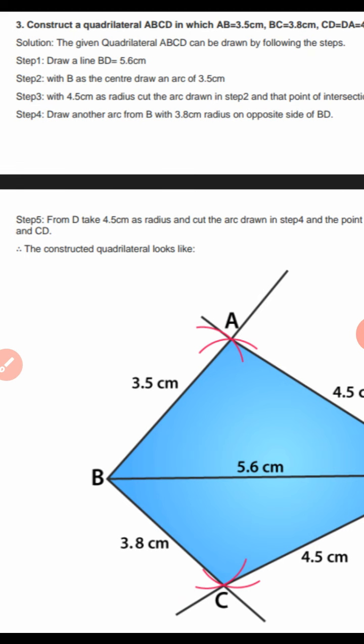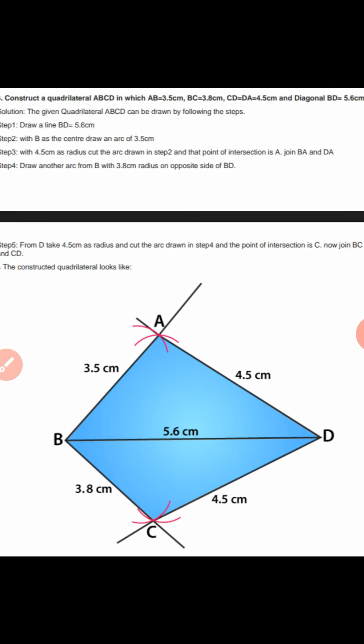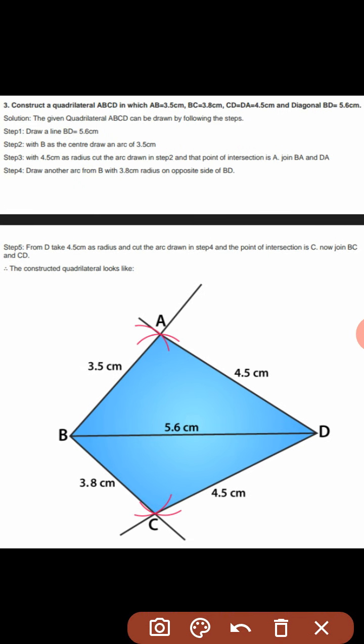So first step, draw a line BD equals 5.6 centimeter. First of all we will draw this line BD, that is equal to 5.6 centimeter. Then step 2, with B as center, draw an arc of 3.5 centimeter. From B as center we have to cut an arc of 3.5 centimeter. Then with 4.5 centimeter as radius, cut the arc drawn in step 2. Then point the intersection as A.